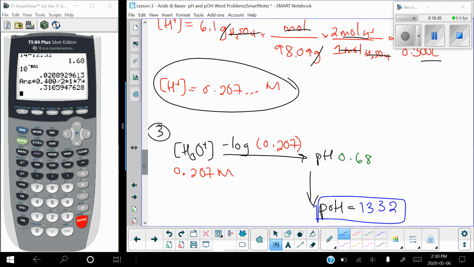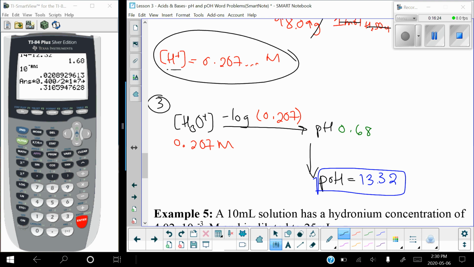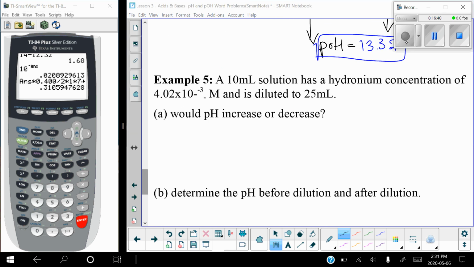You are then going to use the flow chart. Again, this concentration also represents my hydronium concentration. I take my hydronium concentration and convert it into pOH, and my final answer is 13.32.